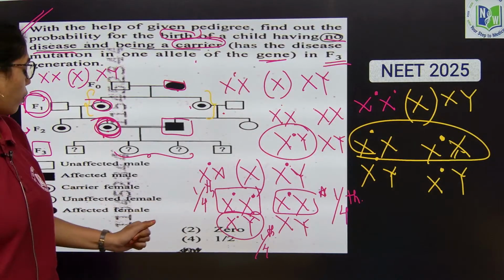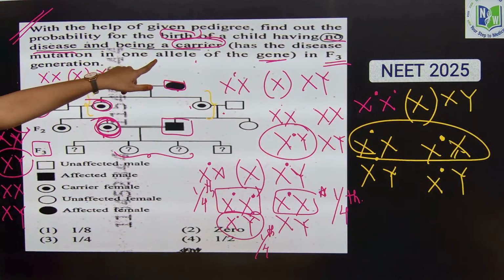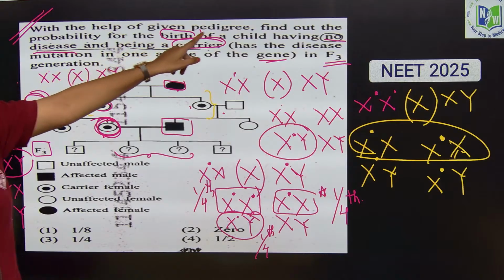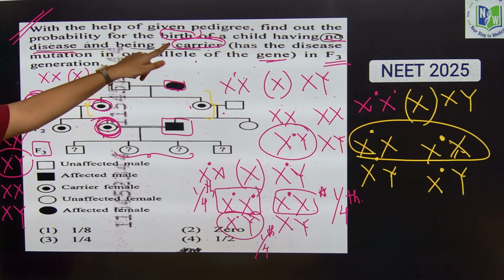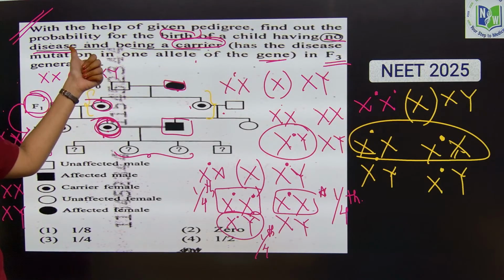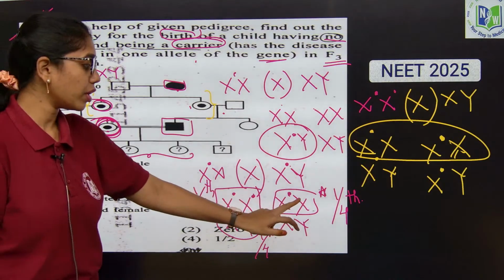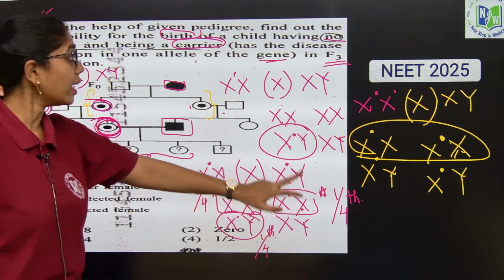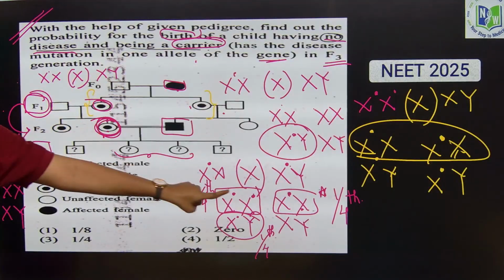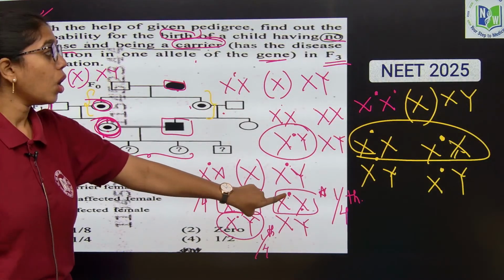So here what will be the right answer for the question? Find out the probability for the birth of a child having no disease but being a carrier, has the disease mutation only on the one allele, mutation is only on one allele.